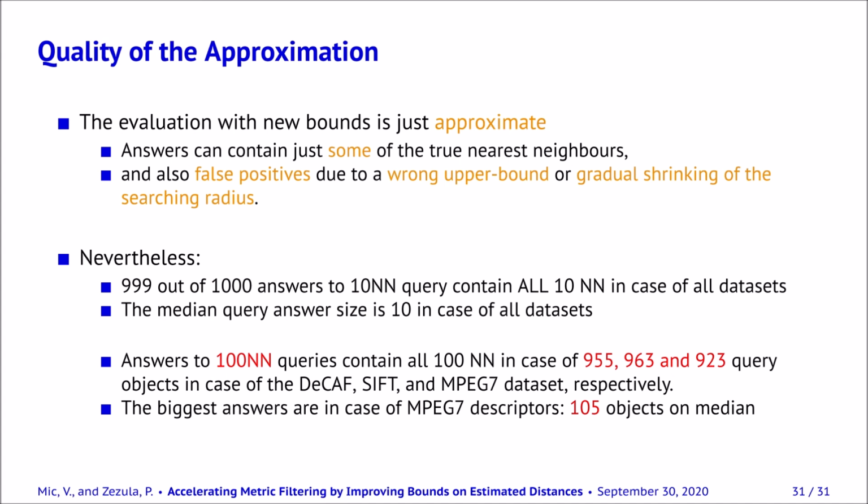The answers for 100 nearest neighbor queries contain all true positives in case of 955, 963 and 923 query objects, speaking of particular datasets. The biggest answers are returned in case of MPEG-7 descriptors. Their median size is 105 objects. The overall precision of the newly derived bounds on distances is thus admirable.